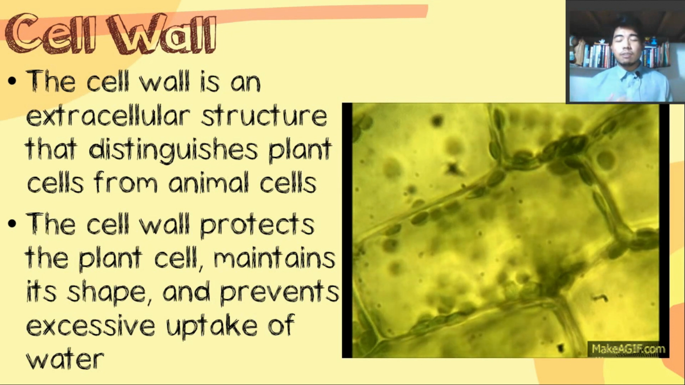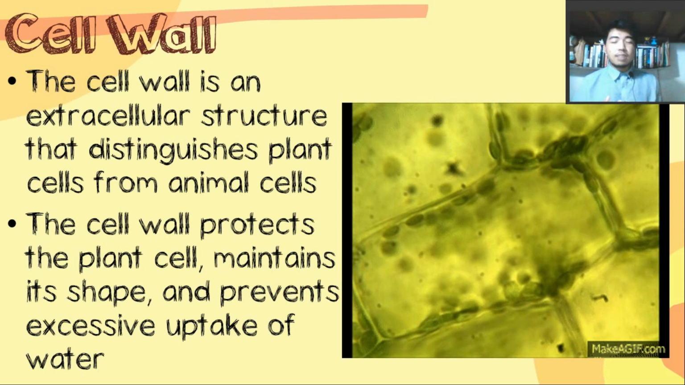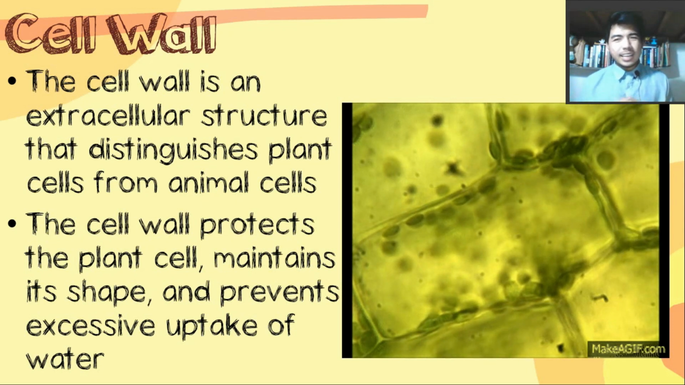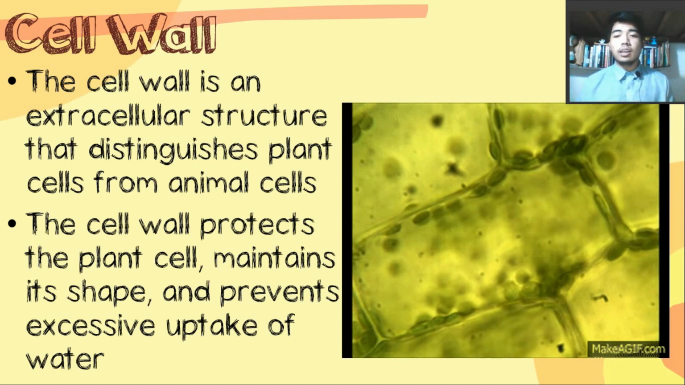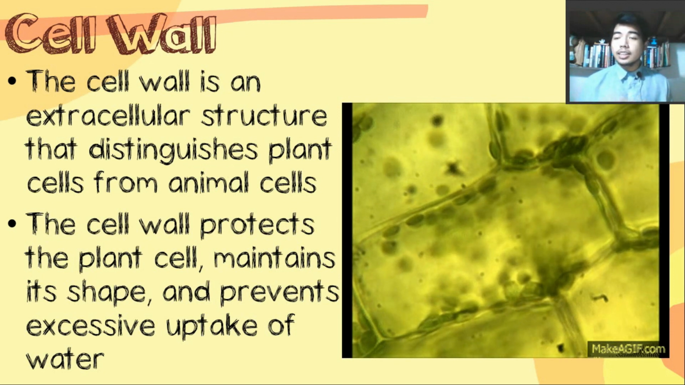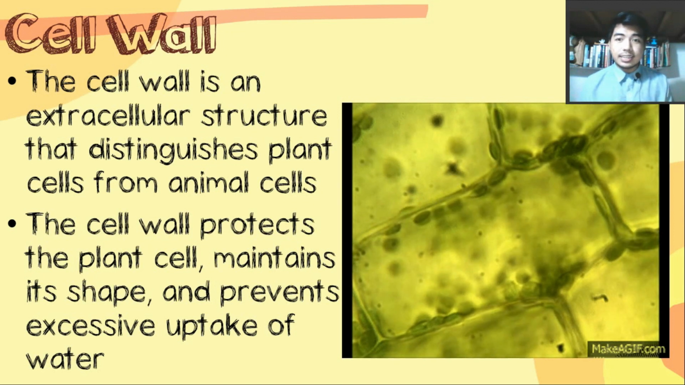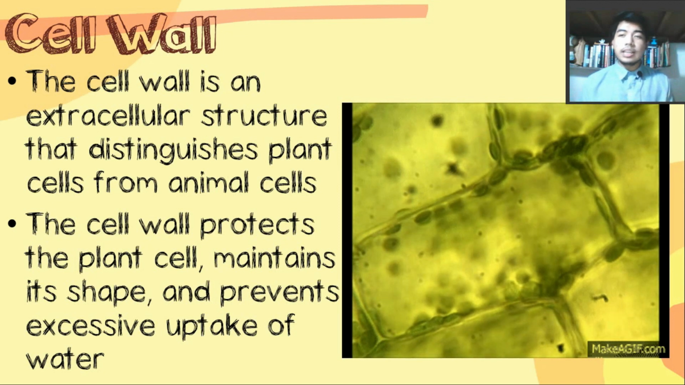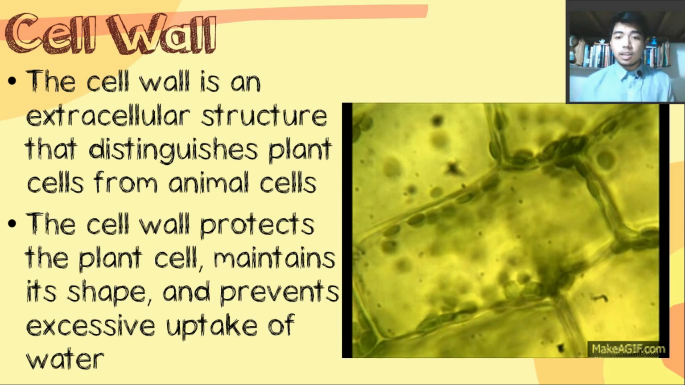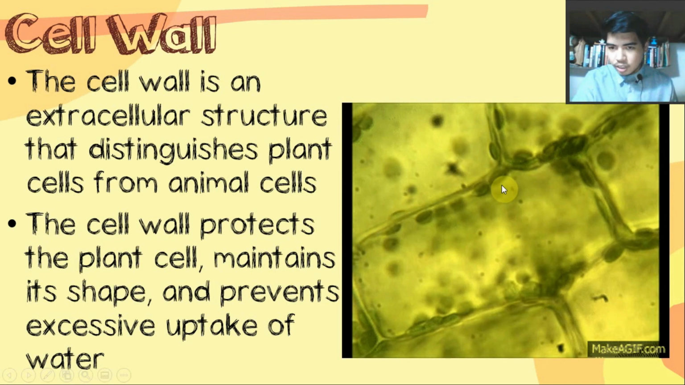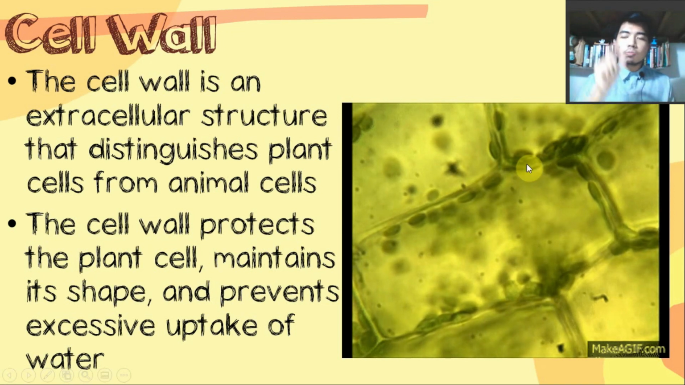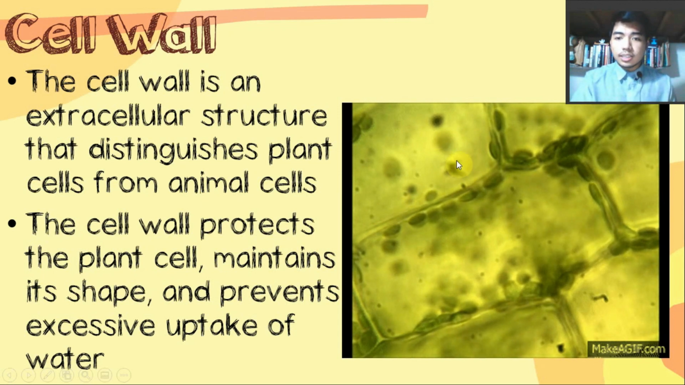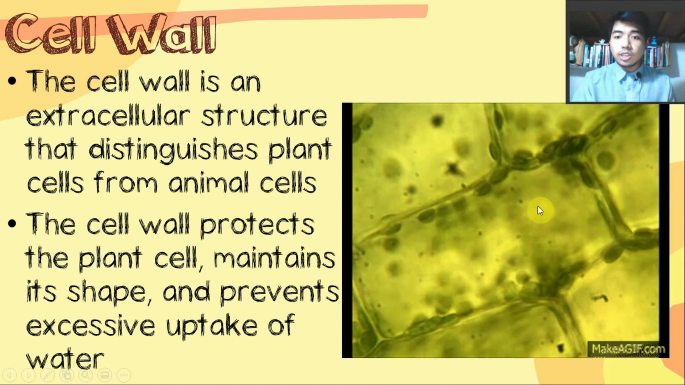Now, this cell wall protects the plant cell, maintains its shape, and prevents excessive uptake of water. And that is also one of the reasons why motion and mobility is not that evident when it comes to plant cells. Okay, because they possess here a rigid structure because of the presence of the cell wall. The cell wall is made out of cellulose, and you cannot actually observe here, but there are very small holes and connections that are present between the cell wall of a plant cell and another cell wall of a plant cell.